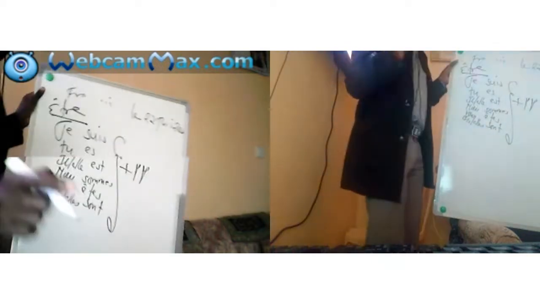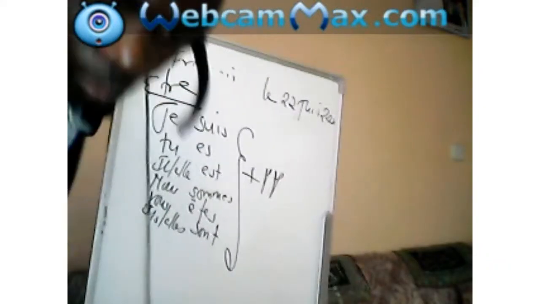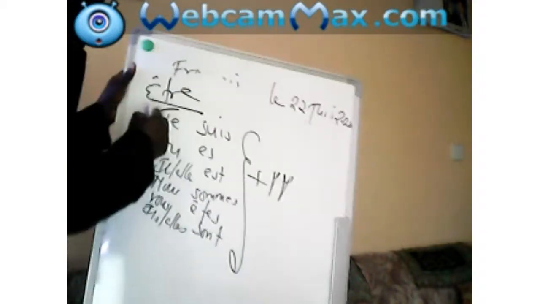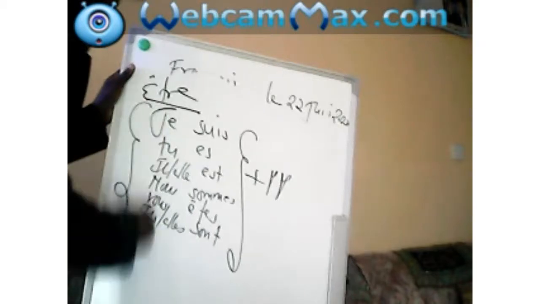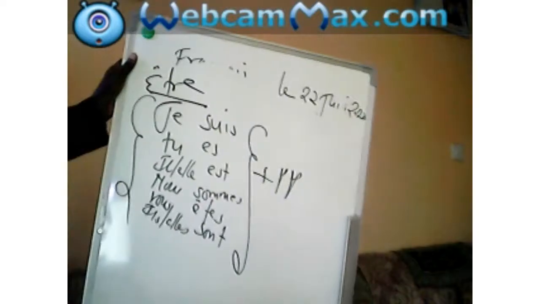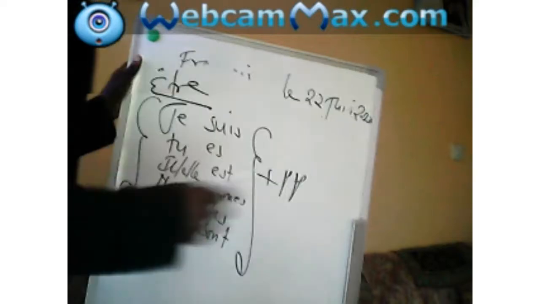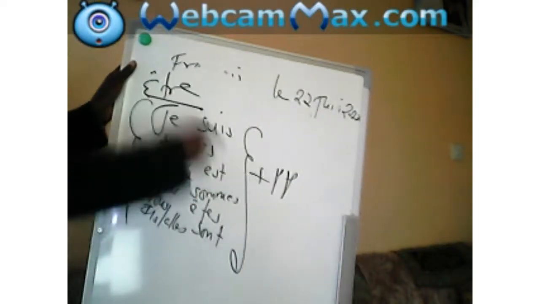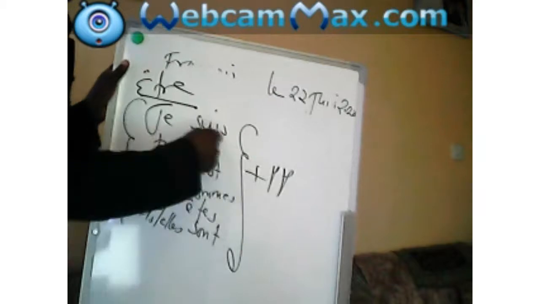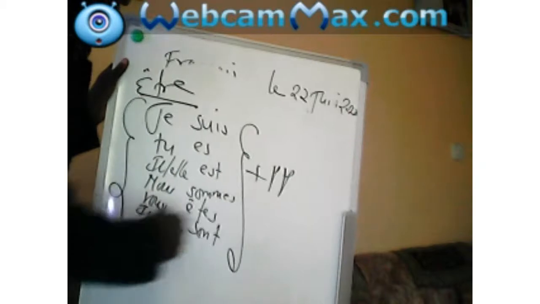Now, I want you to understand this, ladies and gentlemen. Now, how will you know whether the verb takes the verb to be or the verb to have? That's the most important thing I really want you to understand. How will you know that? It is simple. Please note how I've conjugated the verb to be: je suis, tu es, il est, elle est, on est, nous sommes, vous êtes, ils, elles sont.